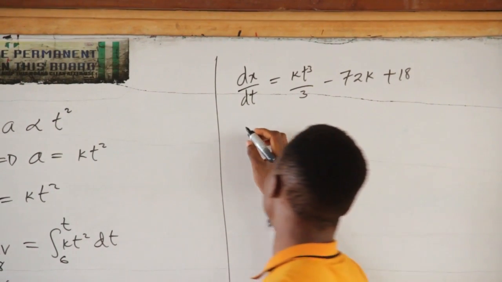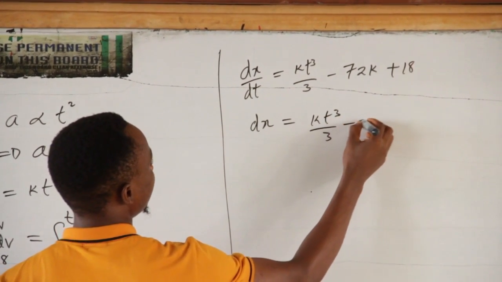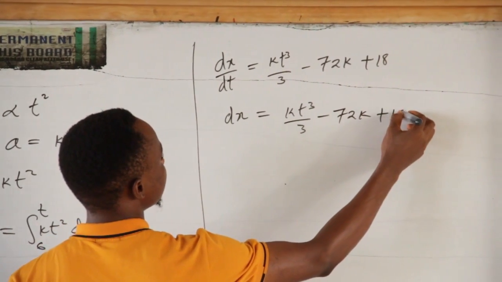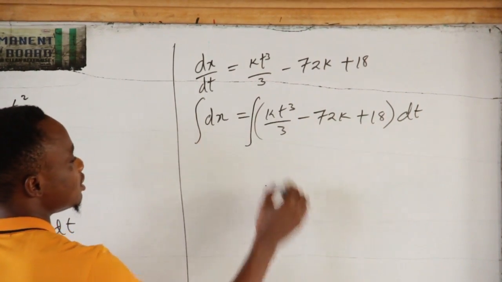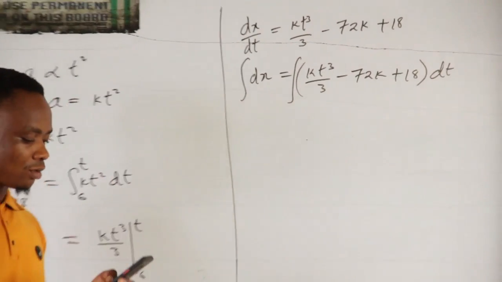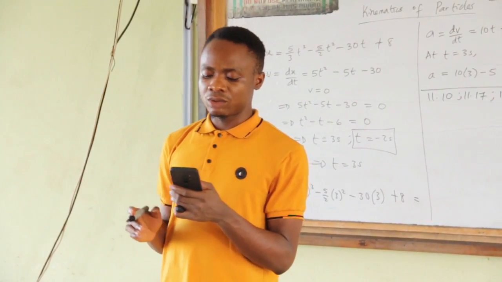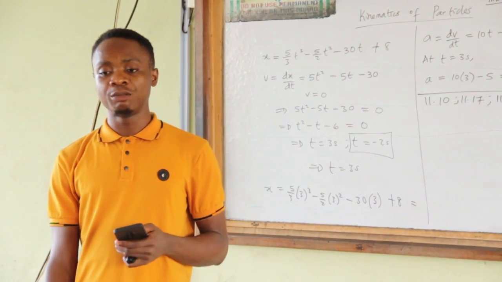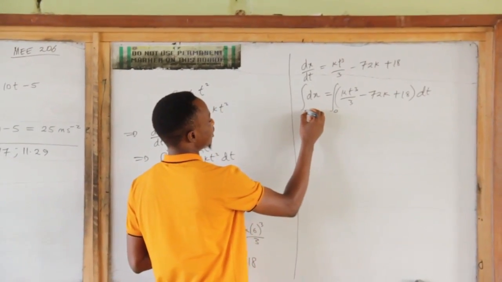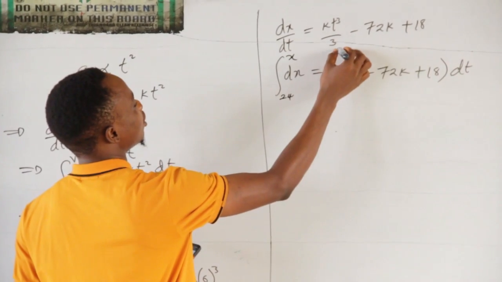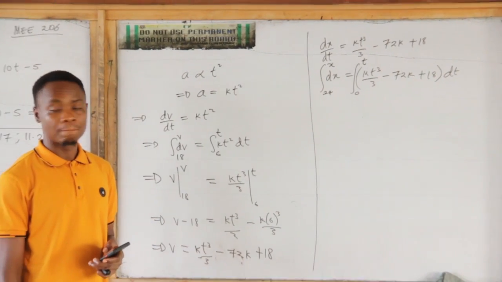Okay, so I will integrate this again. That means x is equal to the integral of kt cubed over 3 minus 72k plus 18 dt. So I can integrate this with respect to t. So please listen now. We have been provided with two pieces of information. We are told that when t equals 0, the particle is at x equals 24 meters. Can you see that? So at t equals 0, x is actually 24. So I want to find x at some arbitrary t. Is it clear? Does it make sense to you? Do you understand what I'm doing?